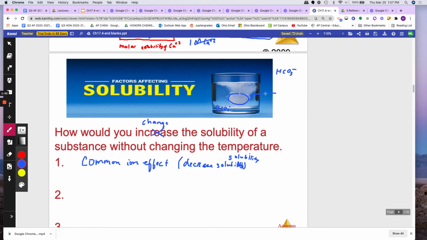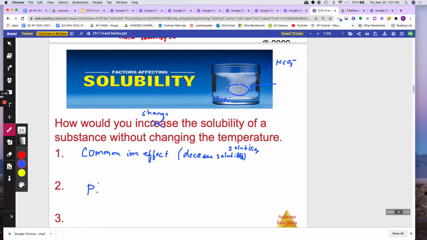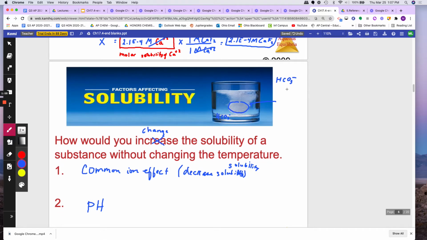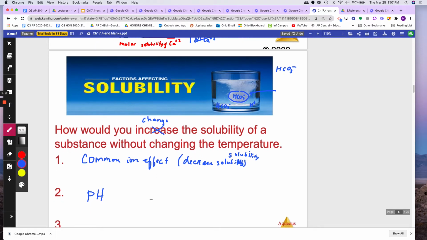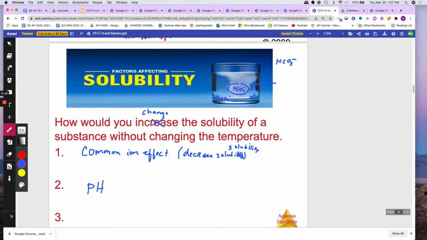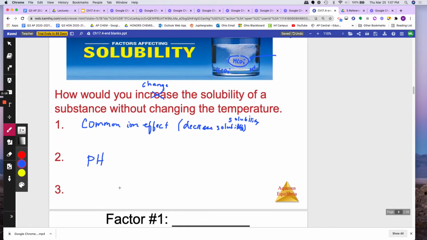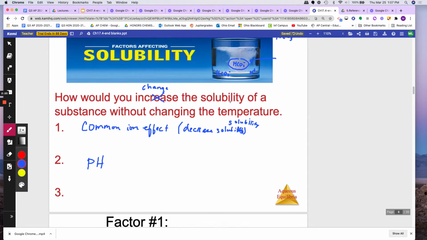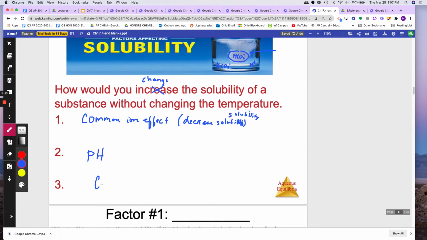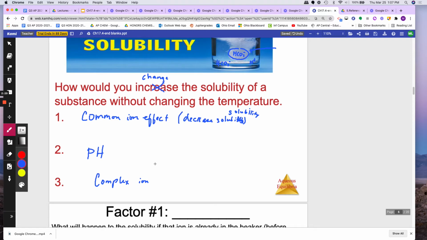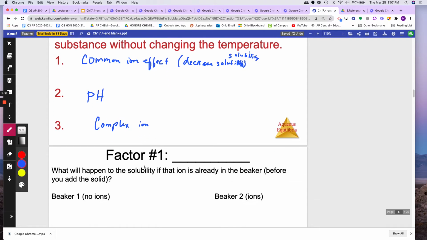Another way you can change this is by changing the pH. Since HCO3- in the tablet is a base, if you put some acid in here, it'll react with that and it'll make it dissolve more. So by changing the pH, you could increase or decrease the solubility depending on what you have. The next one is by binding that ion to make something called a complex ion. And I will show you examples of that later. Okay, so let's talk about each of these three. The first one is the common ion effect.